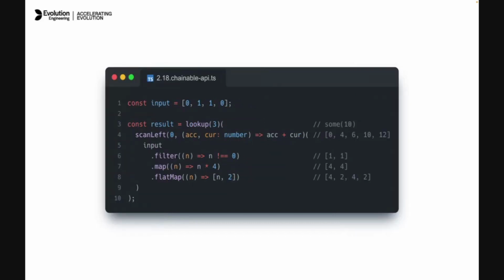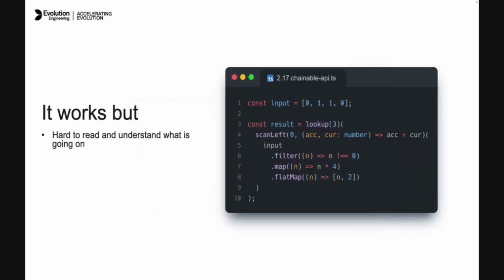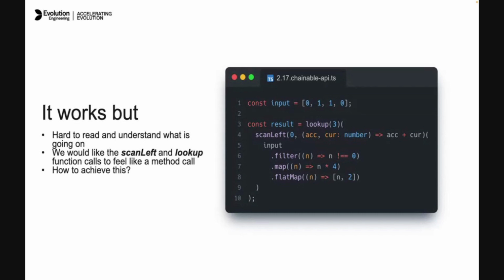Yeah, that's true. We have a sum of 10, but still it's valid. So okay, it works fine, but it's still hard to read and understand what's going on, because we need to read it from the middle, and the execution is not clear here. And we would like to use scanLeft and lookup as a method call, but we cannot for now. And how can we achieve this?